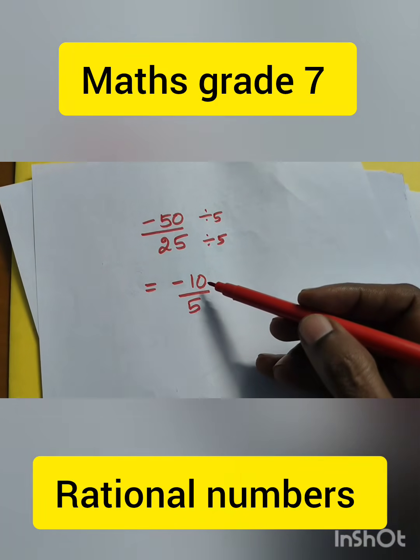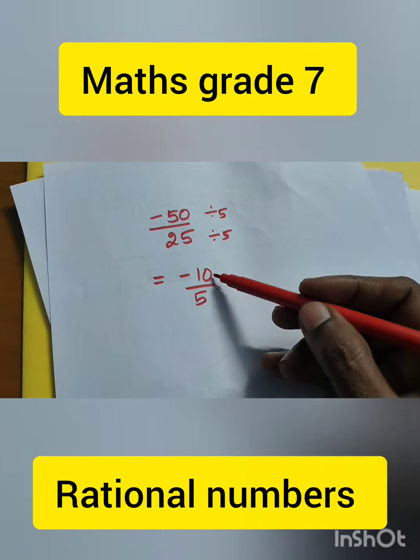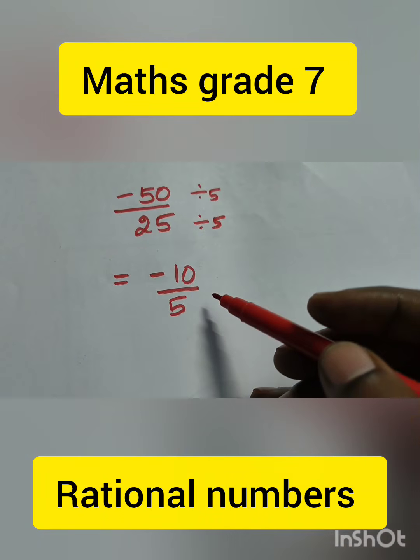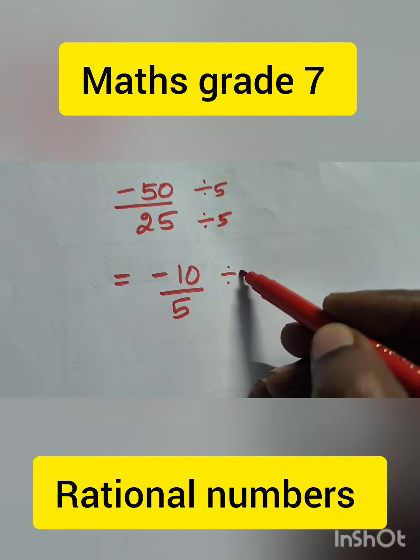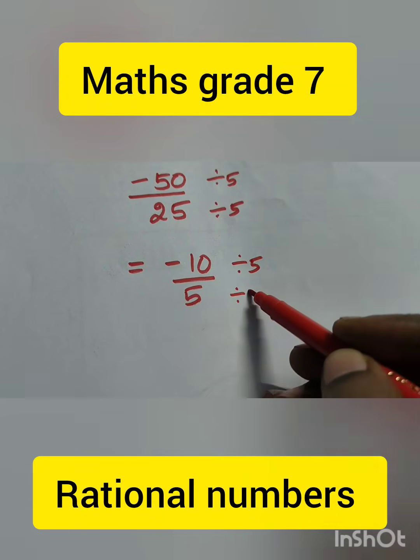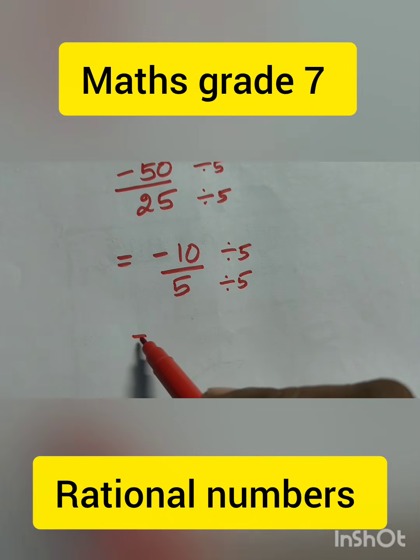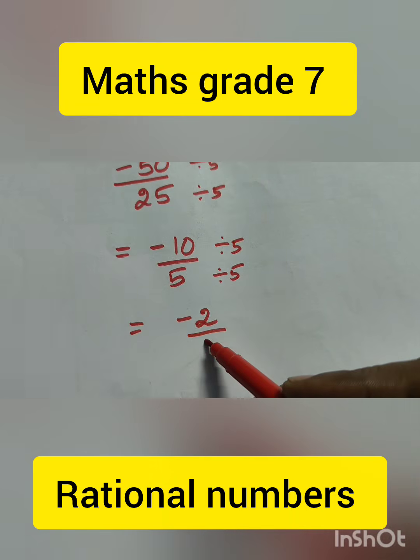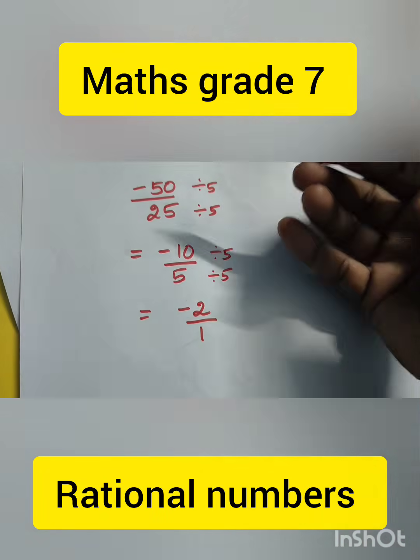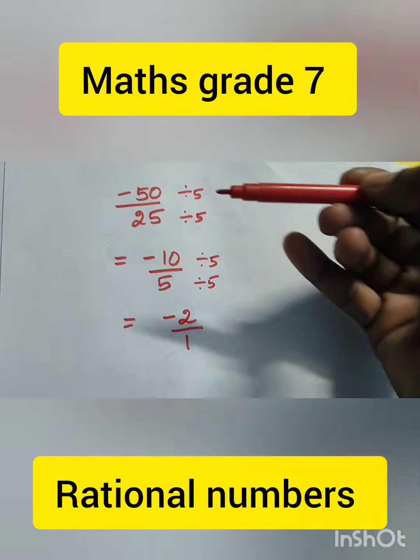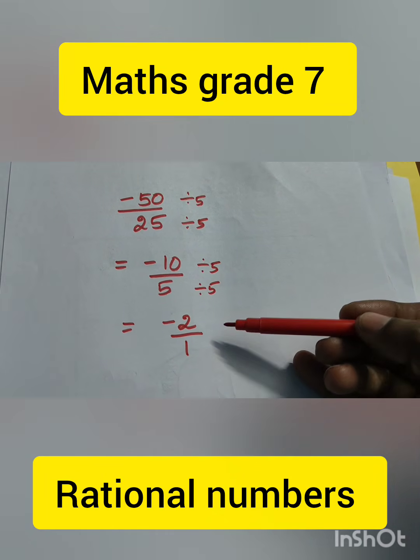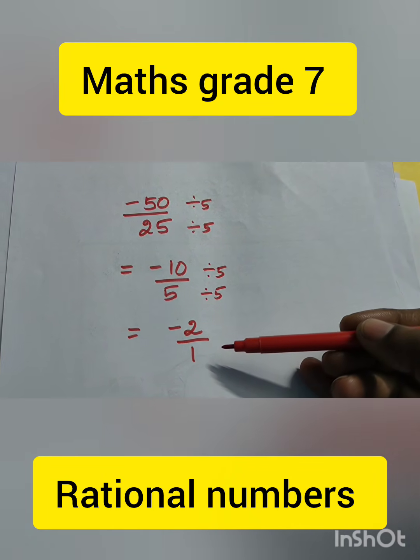Now again, minus 10 and 5. You can see that 10 and 5 are again not co-prime. They have a common factor of 5. So again I can divide by 5. When minus 10 is divided by 5, my answer will be minus 2, and 5 divided by 5 is 1. So minus 50 by 25 can be reduced to minus 2 by 1. So minus 2 by 1 is in standard form.